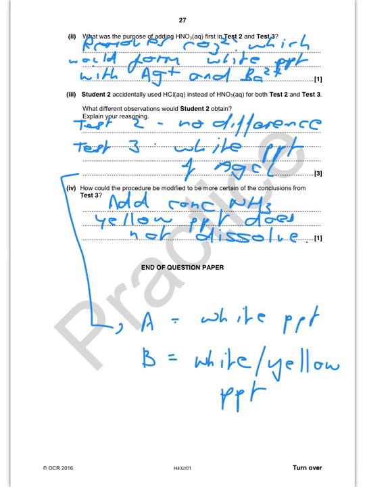And finally, how could the procedure be modified to be more certain of the conclusions? Well, as you know, when you're testing for halide ions, once you've made the silver halide precipitate, you add ammonia solution. So you'd add concentrated ammonia, and the yellow precipitate of silver iodide will not dissolve.